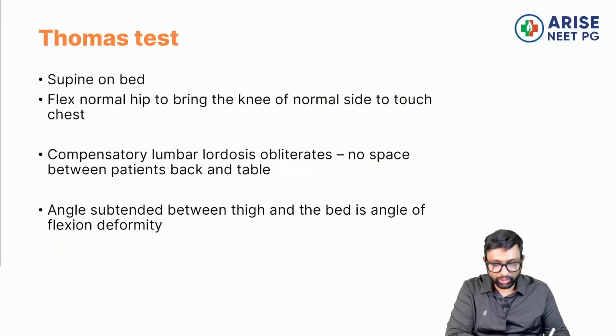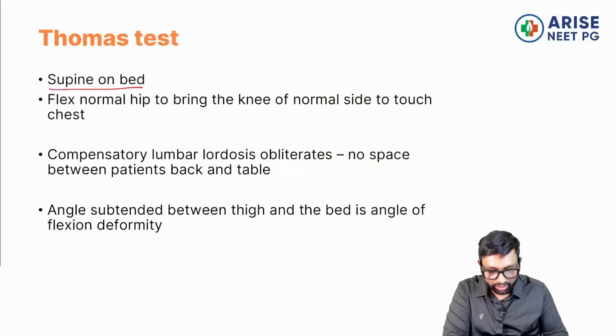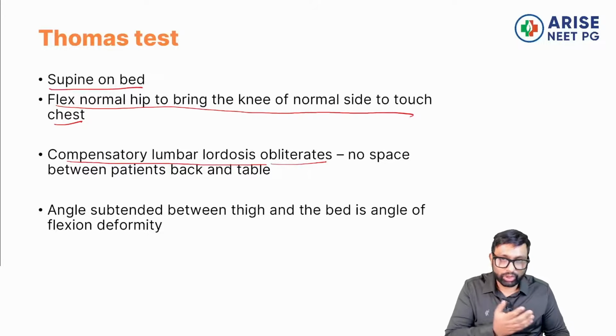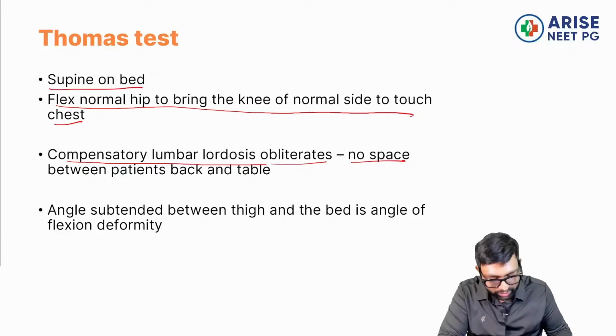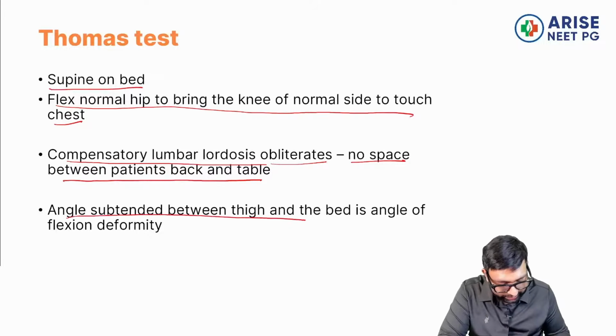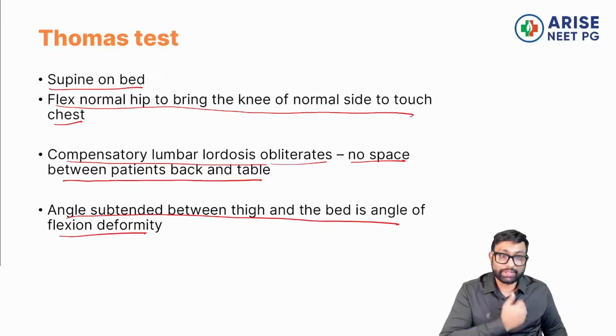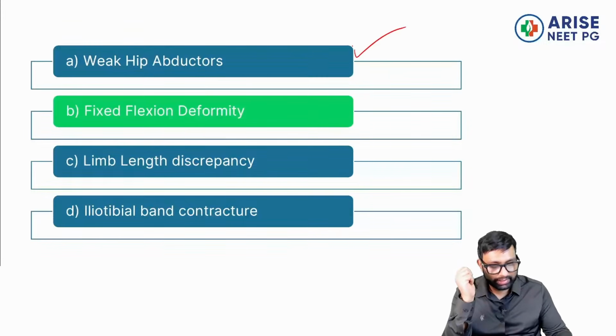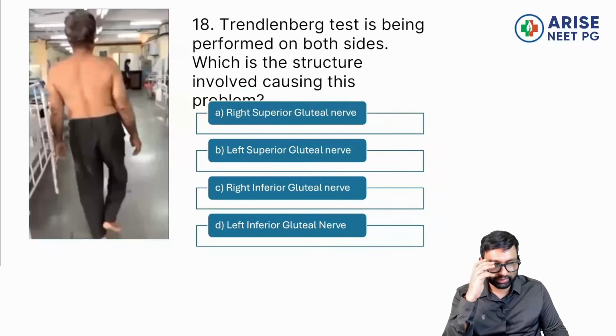The way you do the test is, the patient should be supine on the bed. You flex the normal hip to bring the knee of the normal side to touch the chest. The compensatory lumbar lordosis gets obliterated. The hand which you kept is to check whether the lordosis is getting obliterated or not, so there will be no space between the patient's back and the table. Then you check the angle subtended between the thigh and the bed, which is the flexion deformity that gets revealed at that time. Fixed flexion deformity is important. Other things you have to note are the Trendelenburg test, Allis's and Galeazzi's tests, and Ober's test for IT band contracture. Those are important tests to remember.